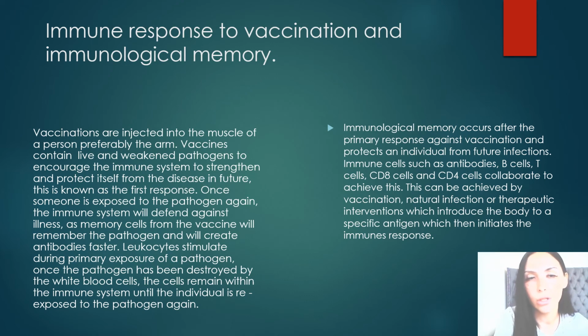Once the pathogen has been destroyed by the white blood cells, the cells remain within the immune system until the individual is re-exposed again. Immunological memory occurs after the first primary response against vaccination and protects an individual from future infections. Immune cells such as antibodies, B cells, T cells, CD8 cells and CD4 cells collaborate to achieve this. This can be achieved by vaccination, natural infection or therapeutic interventions which introduce the body to a specific antigen, which then initiates the immune response.